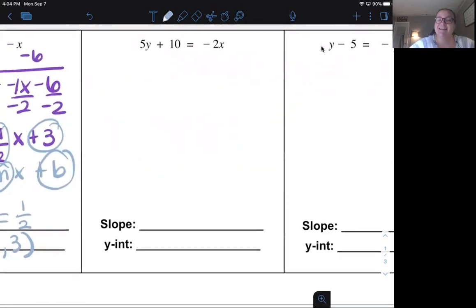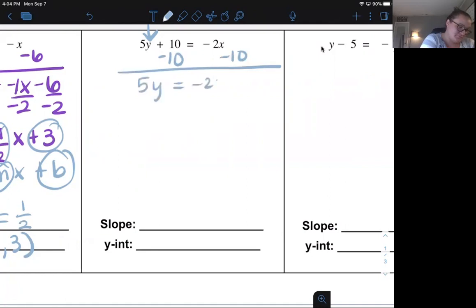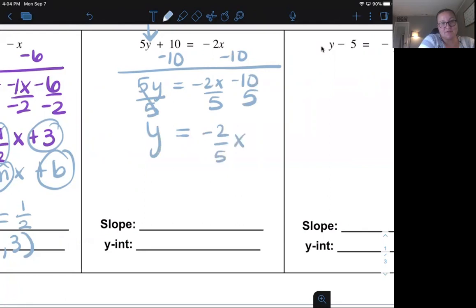5y plus 10 is equal to -2x. Here's a hint. Solve for y and put this into slope-intercept form. So what you should have done is subtracted 10 from both sides first, then divide everything by 5. So y is equal to -2/5 x minus 2.